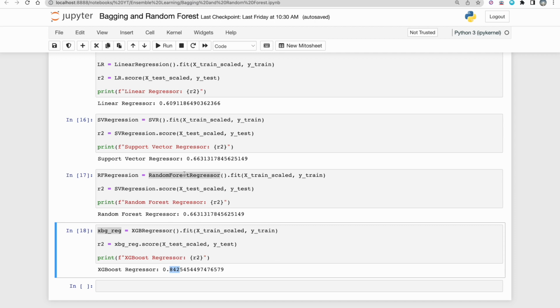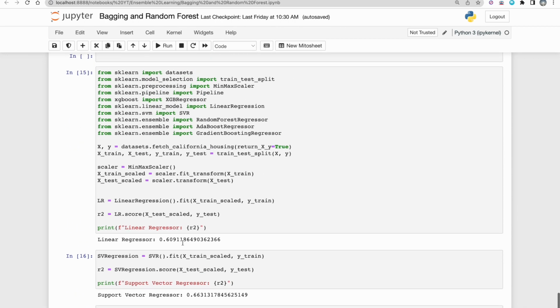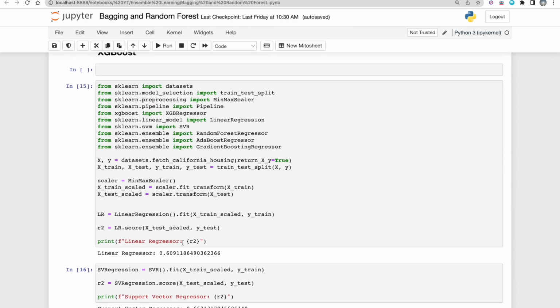So from the 60s, it came directly to 84. Just by using XGBoost regression, you can jump maybe 20-30% in predictive power just with the defaults. If you tune it further, it will go to 90-95% also, right? So this is how we use XGBoost along with Scikit-learn, right?